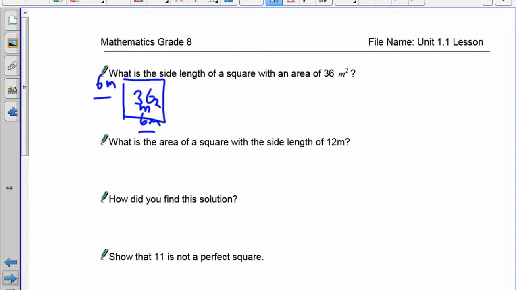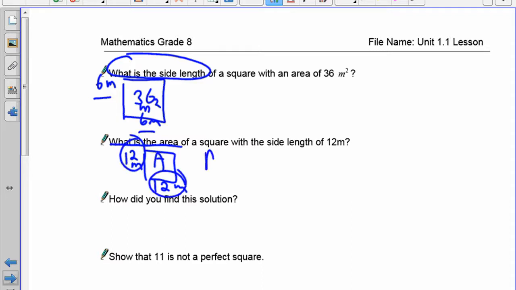Okay? And what is the area of a square that has a side length of 12 meters? So now you notice that I'm asking what is the area here. This is what is the side length. You have to read carefully. So I want to know what is the area of a square if this is 12 by 12 and we're in meters. So in order to find this area, we know it's the side length multiplied by itself. So area is 12 times 12, which is 144 meters squared. So how did I find that solution? Well, what you need to do is to know your times tables. If you don't know your times tables, it's going to be difficult for you.